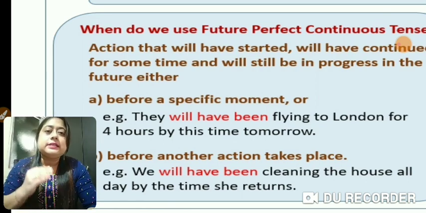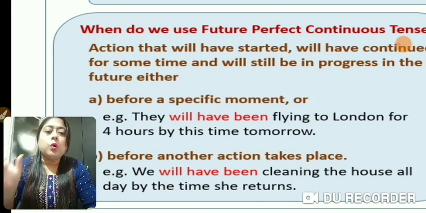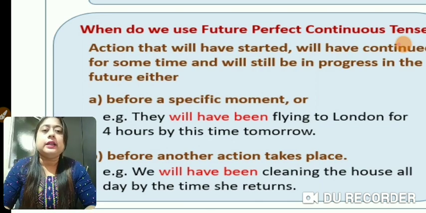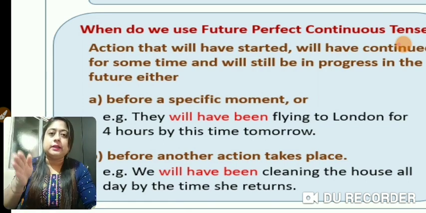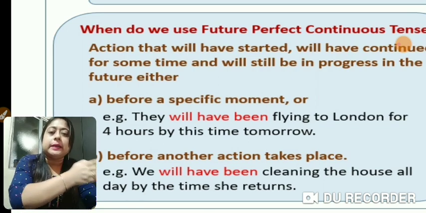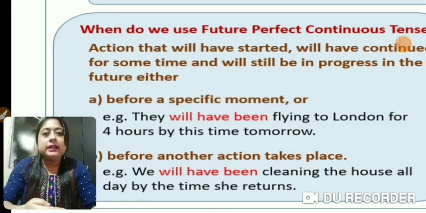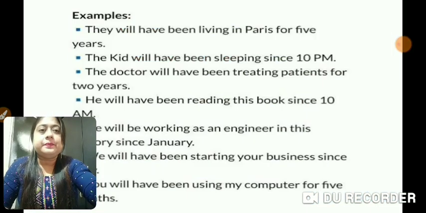So they are still doing the work of cleaning the house, and from when have they been doing it? From the whole day they are doing it. Until when will they be doing it? By the time she returns. Okay, so the action which started in the past, is still in progress, and will end at a certain time in future. So in that case we use future perfect continuous tense.